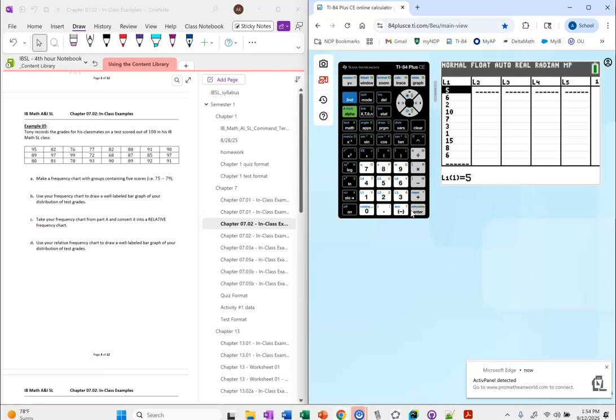I have data already in my L1. I'm going to start by getting rid of that. I can delete individual entries by using the Delete button. I can just type over them if I want to, or if I want to clear the entire list, I'm going to move my cursor so that it's on the title L1, and then press the Clear button, not Delete, Clear, and then down, and it'll wipe the whole list for me. I'm going to enter the data from that table into L1.